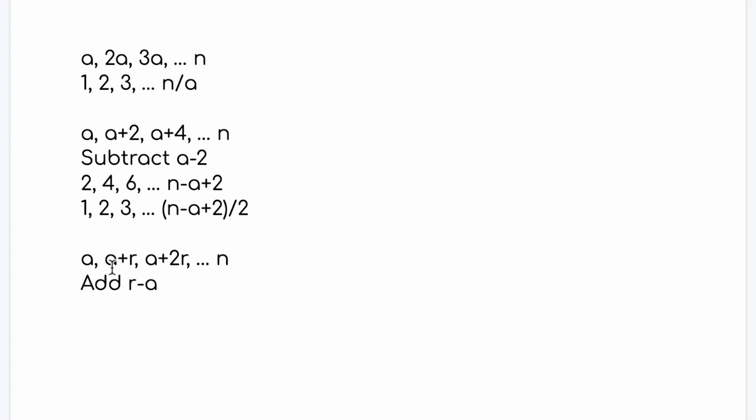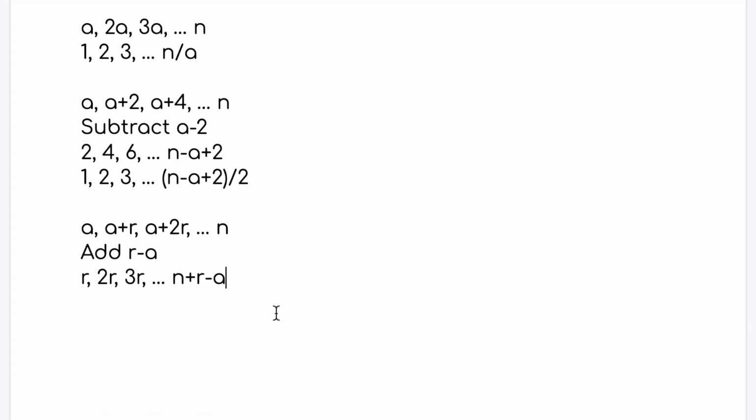So what we're going to do if we do that is A plus R minus A, the two A's cancel out, we just get R. Then the next one is going to be A plus R minus A, so again the A's cancel out, we get 2R, then 3R, and so on. And the last term is going to be n plus R minus A.